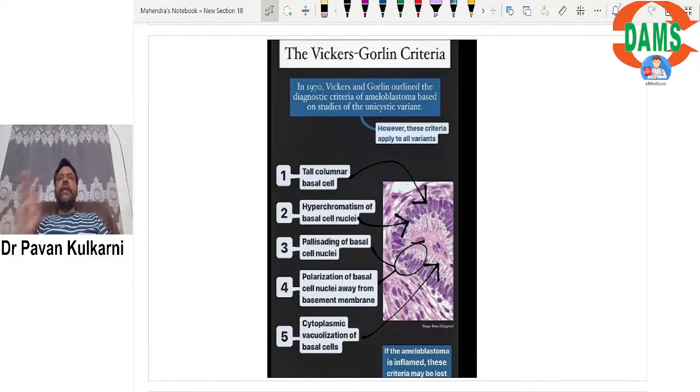The third criteria is actually the vacuolization. So this image is a very beautiful image which explains the Vickers-Gorlin criteria, and it is the criteria used to tell about the histopathology of ameloblastomatous transformation. If a dentigerous cyst has to convert into ameloblastoma, it has to exhibit all these criteria. Those criteria are called the Vickers and Gorlin criteria.